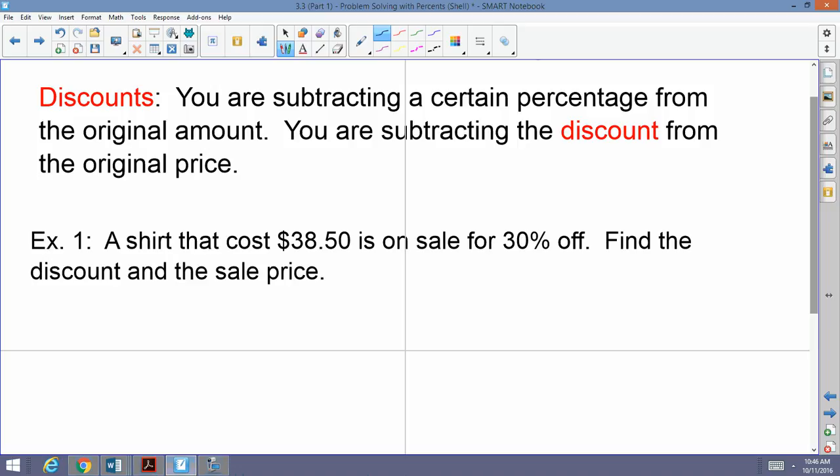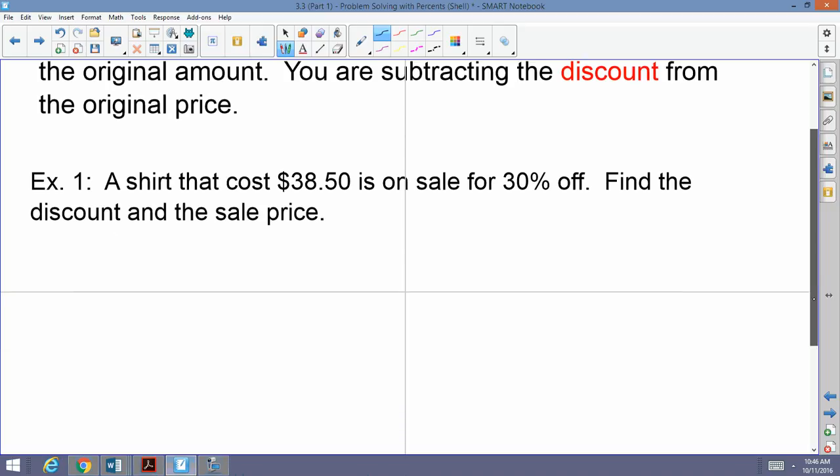Thank you, my man. So for discounts, again, guys, you're subtracting. You're taking away. So there's two ways to figure this out. A shirt costs $38.50 and is on sale for 30% off. Find the discount and sale price. I'm going to walk you through the old way of doing it, the way they teach it in middle school, and there's nothing wrong with this, but it's going to lead you down a very confusing path when they get a little bit tougher. But the traditional way is, you have something that costs $38.50.